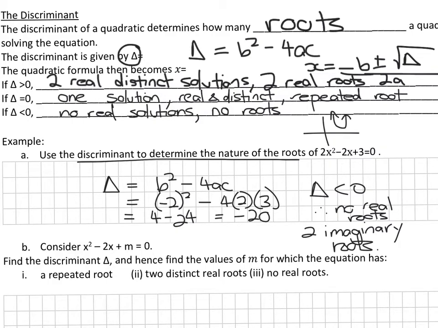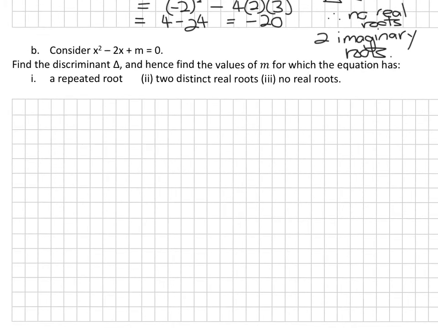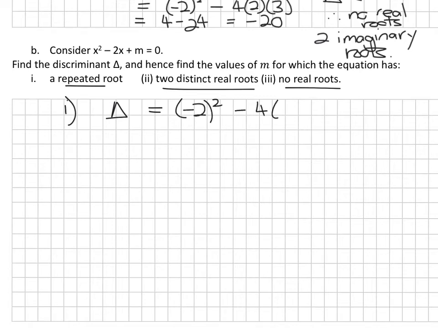Now we've got a bit of more of a curly question down here. If we consider this function, x squared take 2x plus m equals 0, we have an unknown there, but it says to find the discriminant and hence find the values of m for which the equation has all these three things. So we're just going to quickly do that. If we've got x squared take 2x plus m equals 0, we're first going to find the discriminant. B is negative 2, so it's going to be negative 2 squared, take 4 by 1, because the coefficient of x squared is really 1, by c, which is m. So it's going to be 4 minus 4m. That's going to be our discriminant.